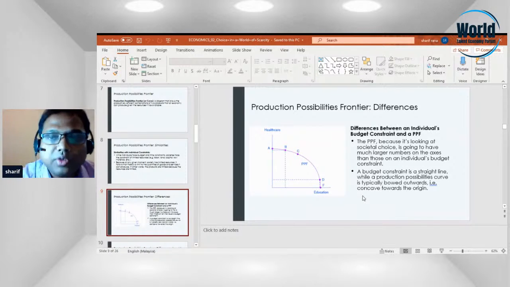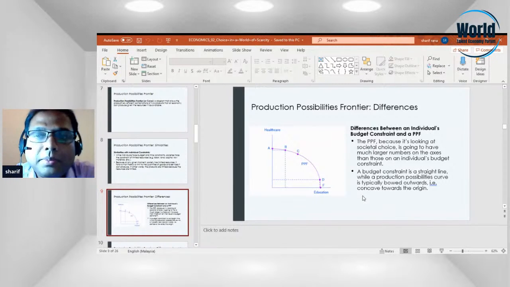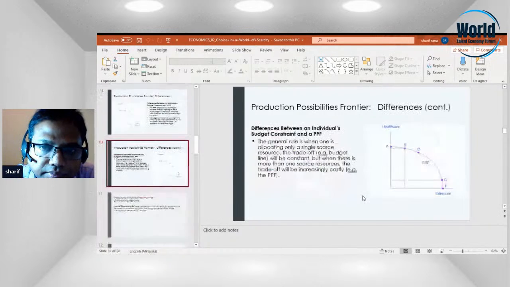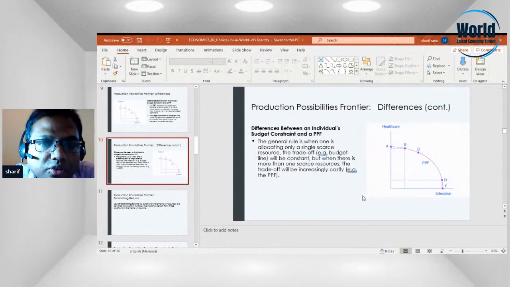Differences between an individual's budget constraint and a PPF. The PPF, because it's looking at social choice, is going to have much larger numbers on the axes than those on an individual budget constraint. A budget constraint is a straight line, while a production possibility curve is typically bowed out, concave towards the origin.